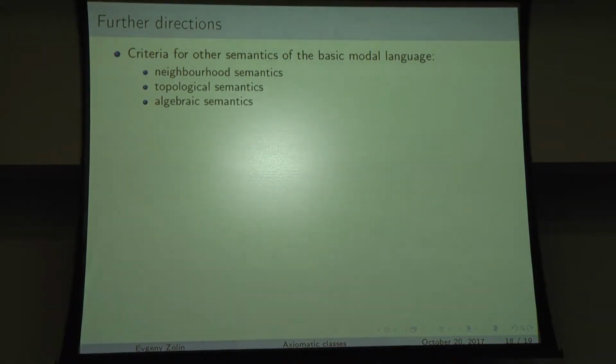Okay, to conclude, there are obvious further directions that can be pursued. Firstly, we considered only Kripke semantics. There are other important semantics for modal logic, for instance, neighborhood semantics, topological semantics, algebraic semantics.